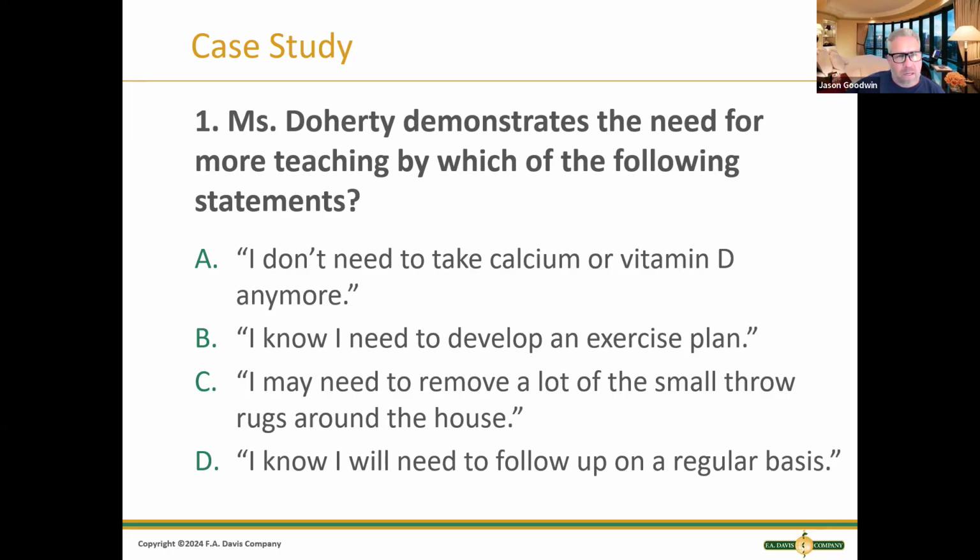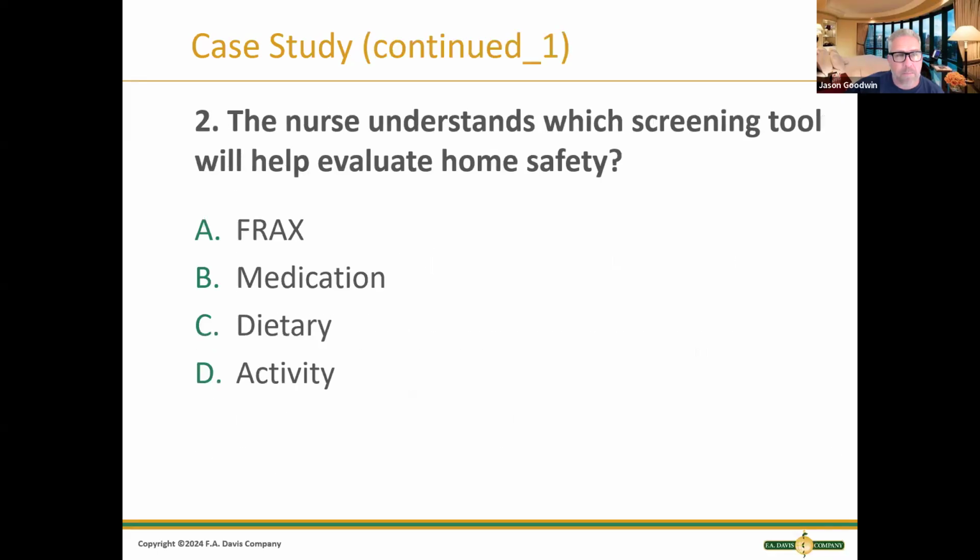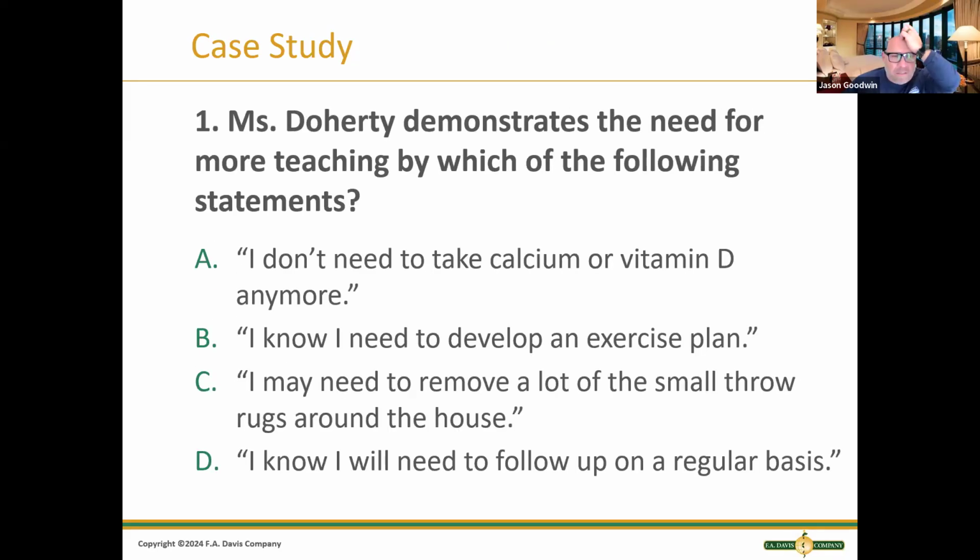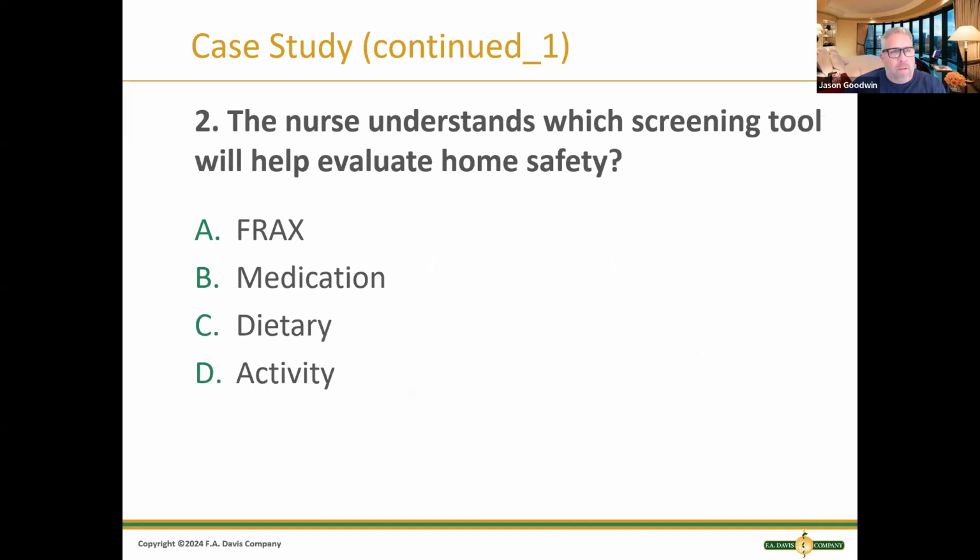Well, all of these are pretty good. I know I need to develop exercise. I need to remove small throw rugs. I need to follow up on a regular basis. Okay. How about A? I don't need to take calcium or vitamin D anymore. That would be my guess. Yeah, I guess that's what it is. It's A. Number 2, the nurse understands which screening tool will help evaluate home safety.